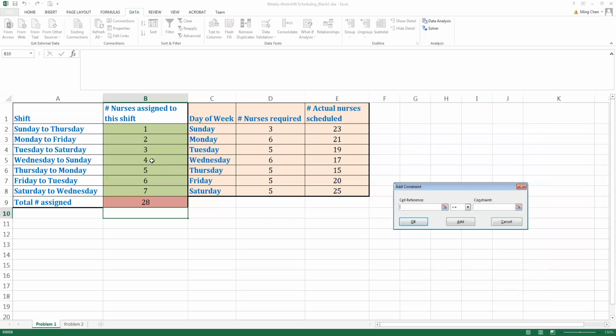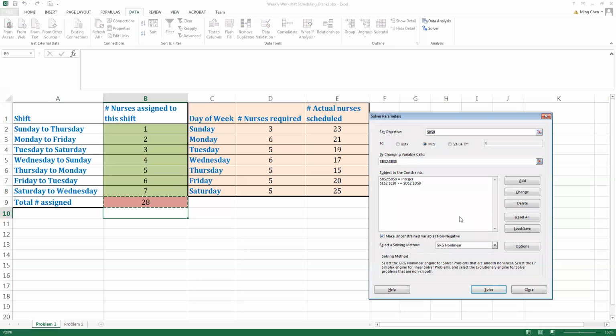So we add a constraint. We choose all these green numbers, B2 to B8. And in the middle, look at this one, INT. INT means integer. So if I choose INT, that means I want to make sure all these numbers eventually are integer numbers. Click OK. So these are the only two constraints.